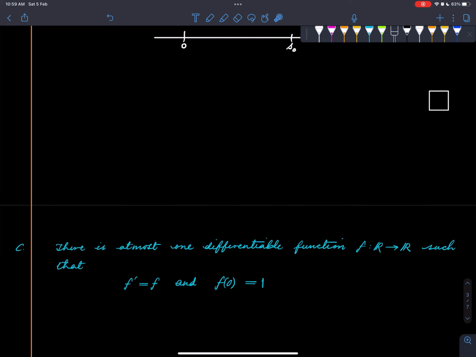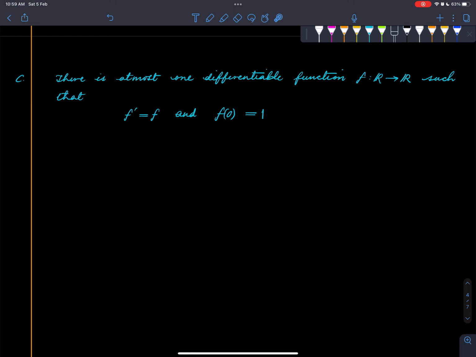So this has a simple corollary, and after this I'll define the exponential function. The corollary is this: suppose you have a function f whose derivative is itself, and it takes the value 1 at the origin. Then there is at most one such function. You cannot have two different functions satisfying both of these properties.